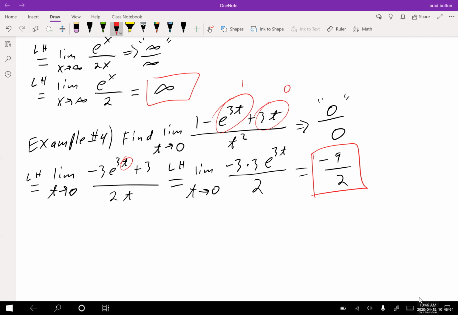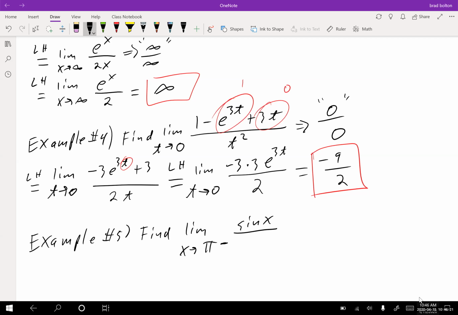Okay, let's see if I've got another one. Yeah, let's try this one. This is example 5, I guess. Okay, so it says find, let's use a left-handed limit. So find the limit as x approaches pi from the left of sine x over 1 minus cosine x.